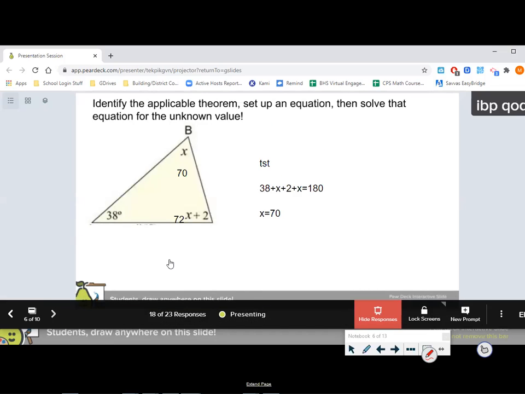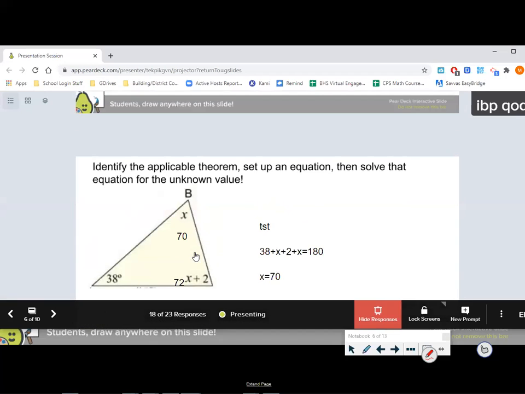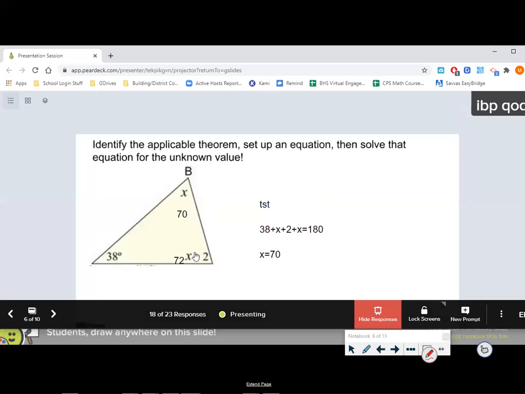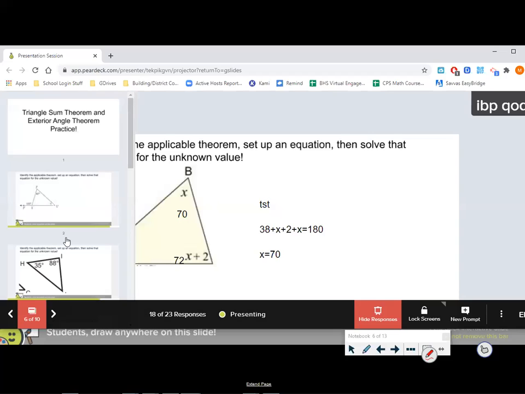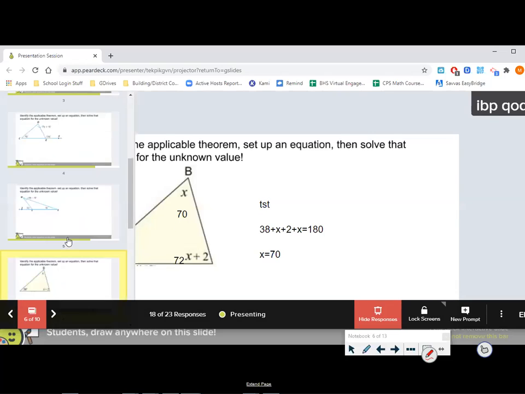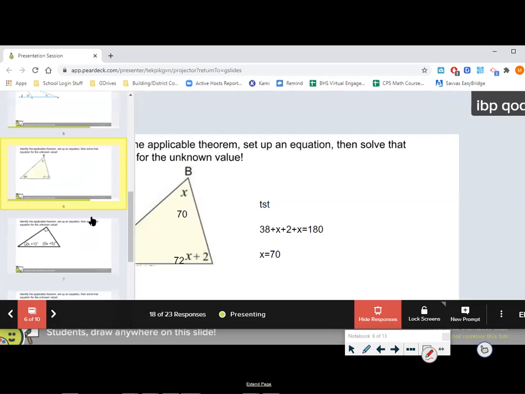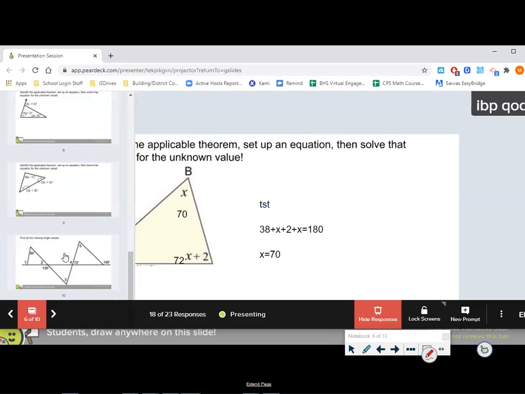Okay. Are there any questions about the problems we're currently doing? I'm seeing improvement across the board. I'm not showing every single response, of course, but I'm seeing overall improvement. Is there anything I can answer or clarify for anybody right now? What does TST mean? Triangle sum theorem. It's just a shortcut for the triangle sum theorem. Same thing with EAT, that's just a shortcut for exterior angle theorem.